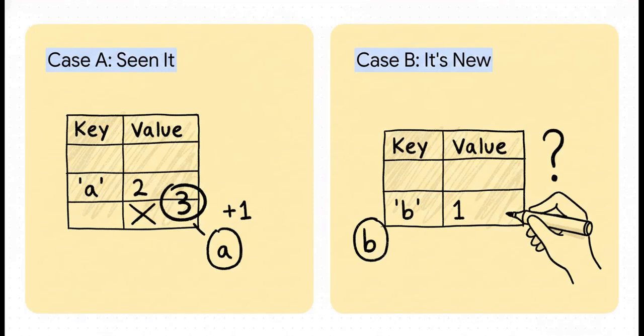And here's the heart of the whole thing. For every single character we look at, we just ask one question. Have we seen this character before? If it's already in our dictionary, we just find it and add 1 to its count. If it's brand new, we add it to the dictionary for the first time and set its count to 1. That's literally all there is to it.